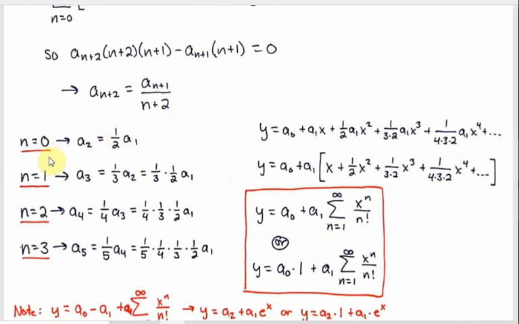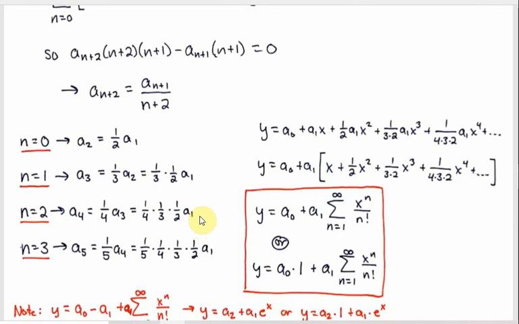All right, so now to get the first few terms to see what kind of pattern we've got going on, if n is equal to 0, then if we sub in, a sub 2 is equal to a sub 1 over 2, or 1/2 a sub 1. Then if n is 1, a sub 3 is going to be 1/3 a sub 2, but a sub 2 is 1/2 a sub 1, so 1/3 times 1/2 a sub 1. If n is 2, then a sub 4 is 1/4 a sub 3. Sub in this right here for a sub 3. So then a sub 4 is going to be 1/4 times 1/3 times 1/2 times a sub 1.